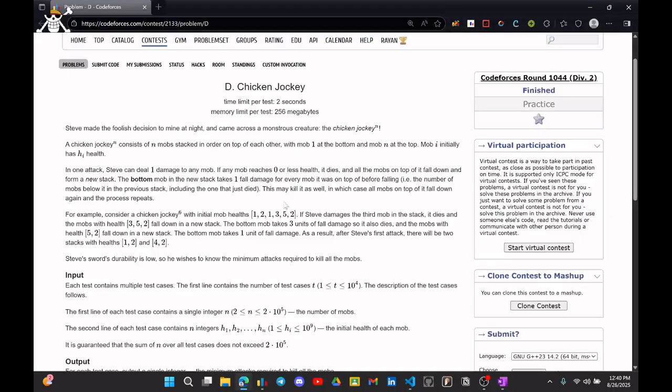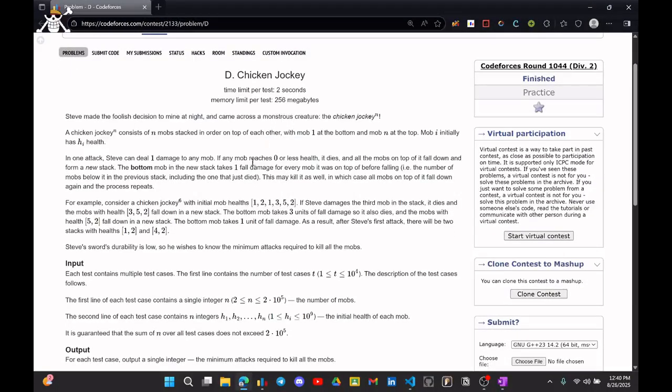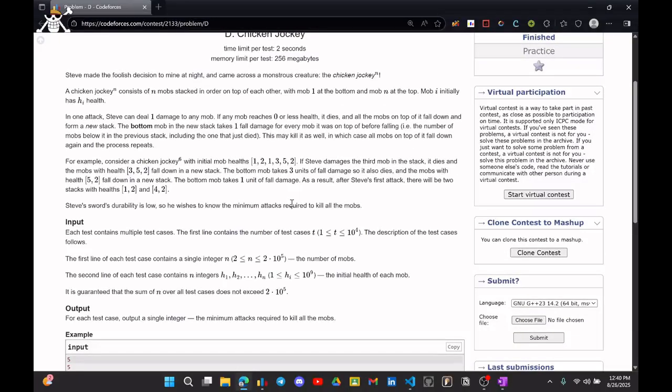Hello everyone. Today we are going to solve the Chicken Jockey problem from Codeforces. Okay, so read the problem statement first. I will just summarize the problem statement.